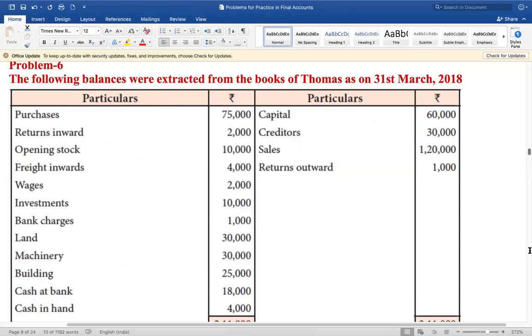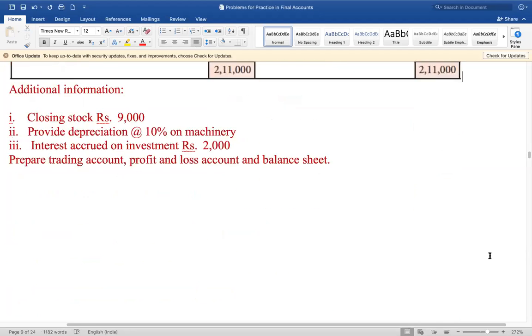Yes, sir. Okay. So bank charges expenses, land asset, machinery asset, building asset, cash at bank asset, cash in hand asset, capital liability, creditors liability, sales income, returns outward. When you buy goods, goods come in. And some of those goods which you have unused or found defective, if you're returning back to your suppliers, those goods will go out. That's returns outward. Returns outward is a deduction from the purchases. Okay, let's go with the solution.